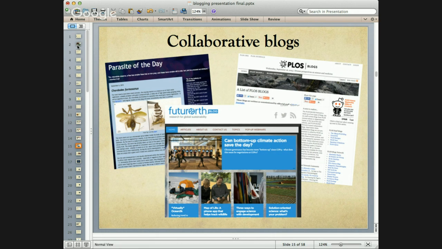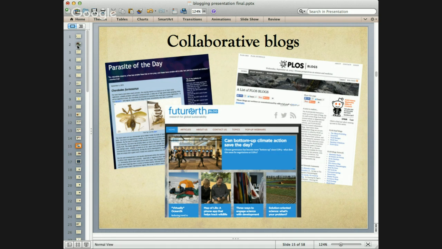So you could ask everyone in that department to contribute a story to the blog each week. Or perhaps for your teaching groups, you could ask them to write about their favorite topic within your research field. You could run a competition and get people to submit blogs to that. There's various ways you could set up collaborative blogs or contribute to collaborative blogs out there.